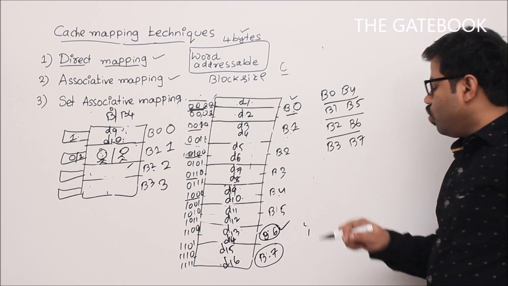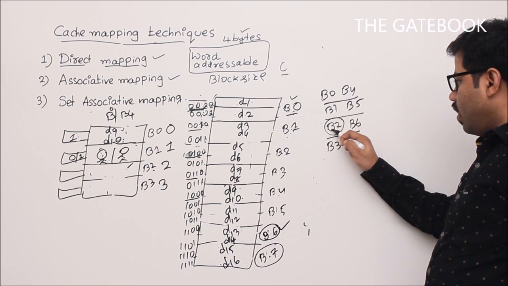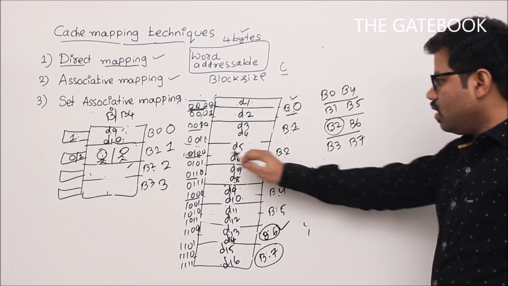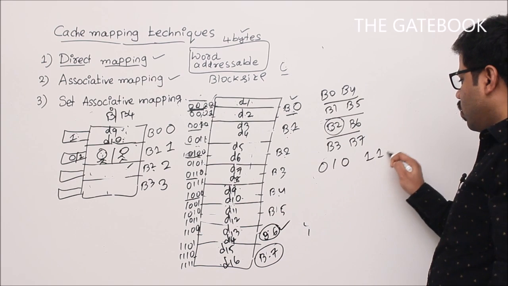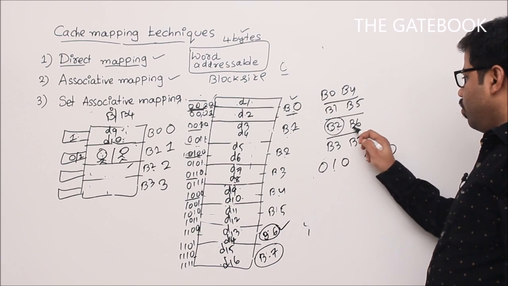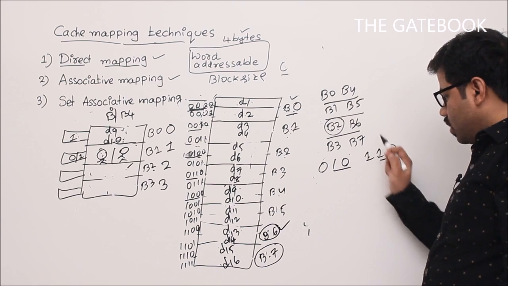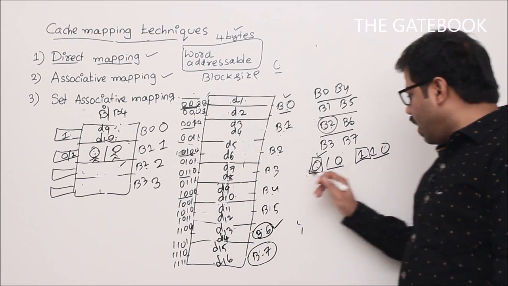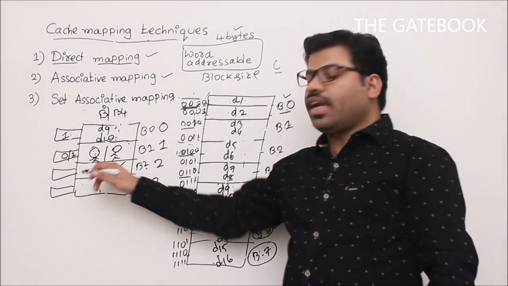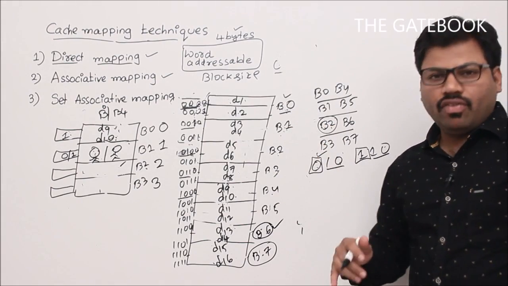Now for B2, what is the binary pattern for the last 3 bits? For B2 it is 0 1 0, and for B6 it is 1 1 0. The last two bits are the same, that's why they are going to the same block, but the tag bit is different. So I set the tag bit appropriately so that we can differentiate among them. That is the way direct mapping will work.